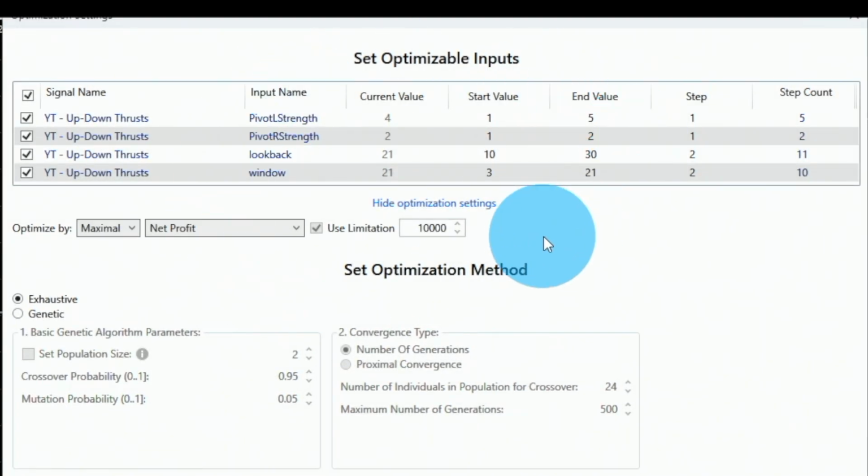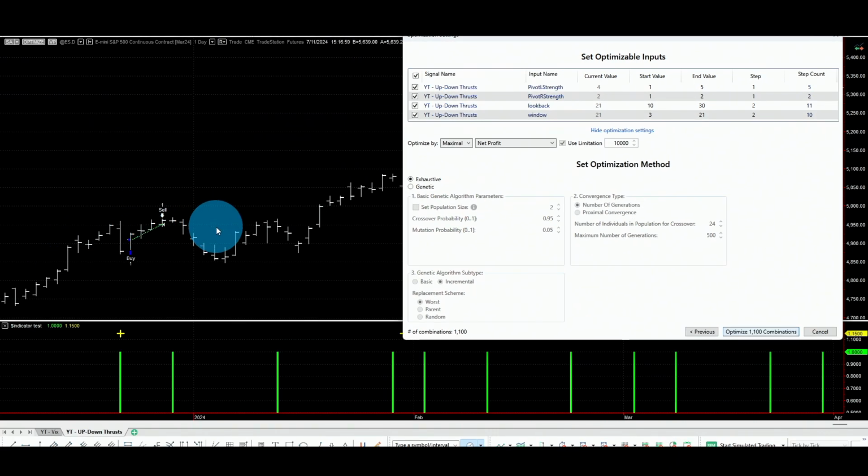Now we can optimize this. You can see the pivot left strength from 1 to 5, step 1, the right strength from 1 to 2, step 1, and then the look back period, like how far we want to go to look for a pivot. We can optimize this from 10 to 30, and then the window. So the window is once the pivot happens, how far can I go to look for the next condition? And I'm going to look from 3 to 21 in a step of 2.